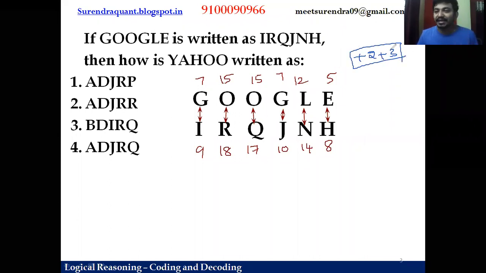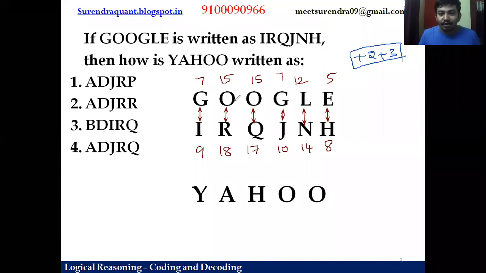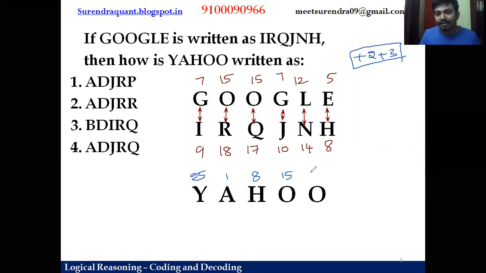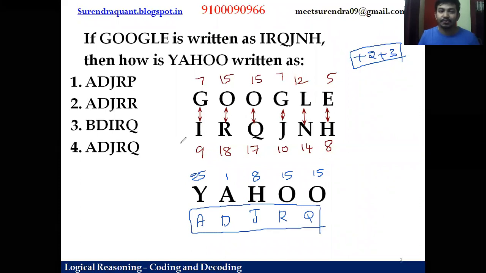So you need to do the same thing for the word Yahoo. Now we know that Y is the 25th letter, A is the first letter, H is 8, O is 15, O is 15. From Y, you need to go around back to A: Z, and then A, 2 places ahead. So this is A, shifted by 3 places forward. 1 plus 3 is 4, the 4th letter is D. Now 8 plus 2 is 10, the 10th letter is J. 15 plus 3 is 18, the 18th letter is R. 15 plus 2 is 17, the 17th letter is Q. So simply the answer is ADJRQ. So that is option 4.